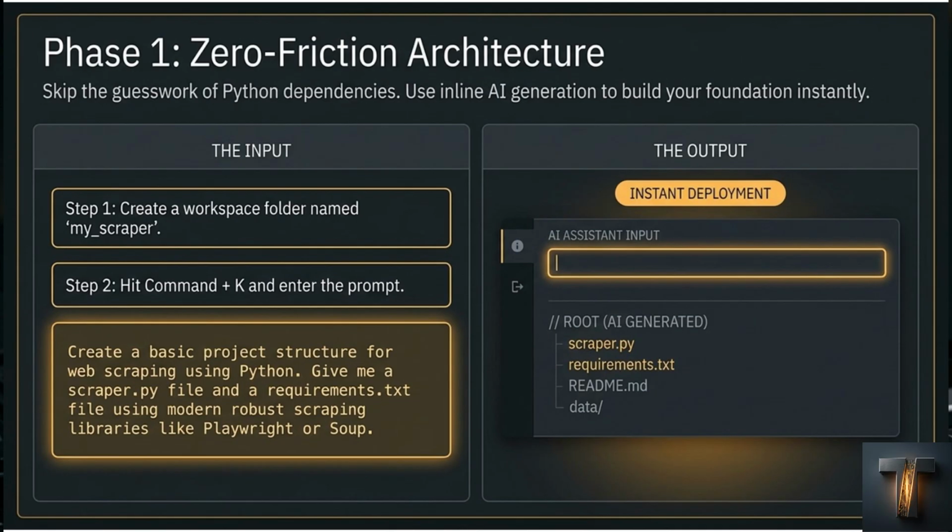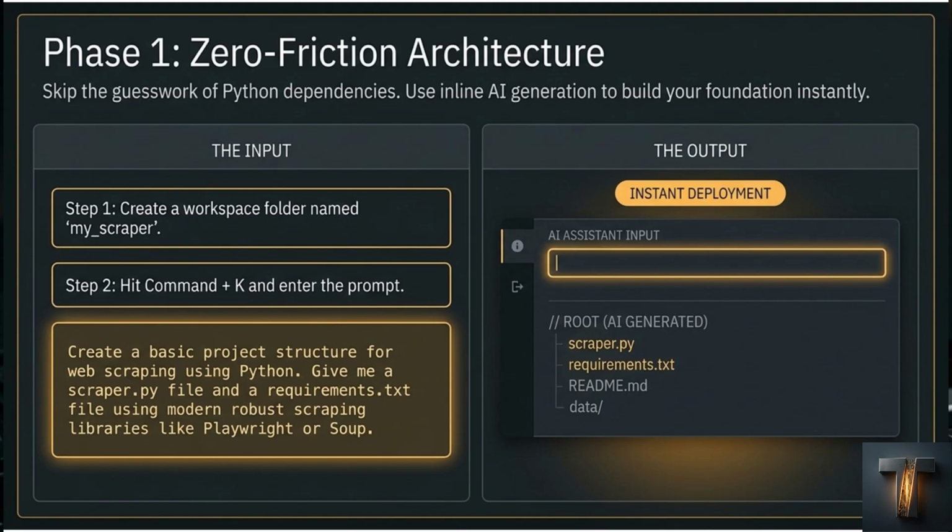Go download Cursor AI. It's a fork of VS Code, meaning it feels exactly like the industry standard editor, but it has large language models baked directly into its DNA. Once you open it, you don't need to manually configure your terminal or hunt down extension packages. We just need to create a blank workspace. Create a new folder on your desktop, name it my_scraper, and open it inside Cursor.